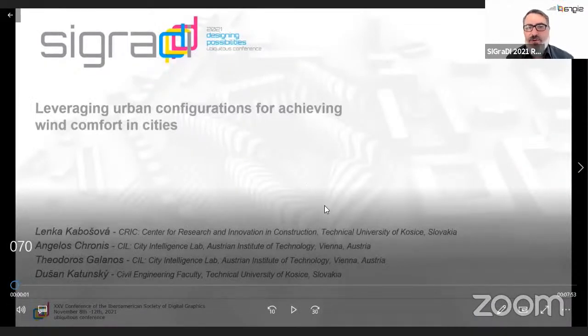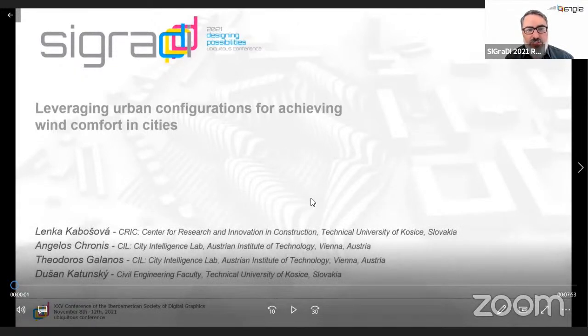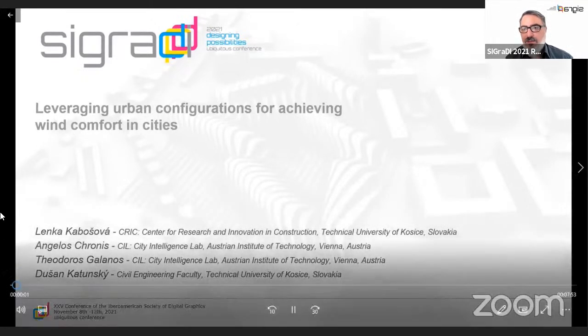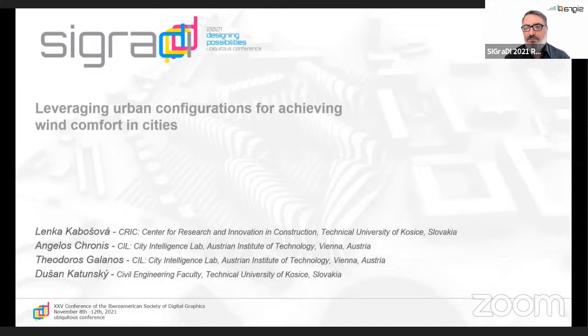So again, leveraging urban configurations for achieving wind comfort in cities, from Lenka Kibershova, Angelos Kronis, Theodoros Galanos, and Dusan Katunsky. Greetings to all. I'm Lenka Kibershova, a postdoc at the Technical University of Košice, Slovakia. The paper originated from the collaboration with the Austrian Institute of Technology, specifically their City Intelligence Lab.